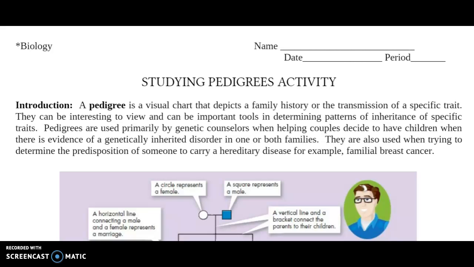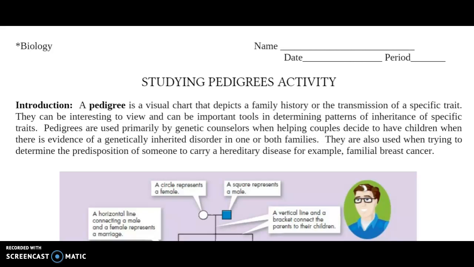Okay, today we're going to look at what's called a pedigree. A pedigree is a visual chart that depicts a family's history or the transmission of a specific trait. This is what geneticists or genetic counselors will look at to try to guide families, especially families that are known to carry a genetic disorder. They'll use pedigrees to explain to families the likelihood of them having a child that will have that genetic disorder.